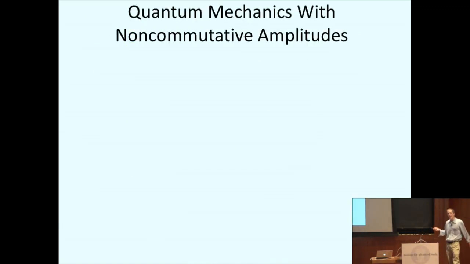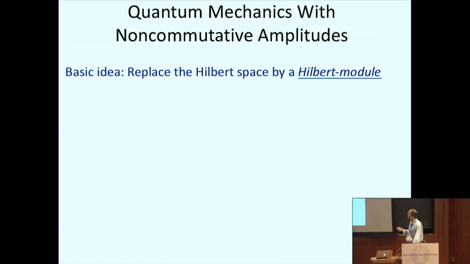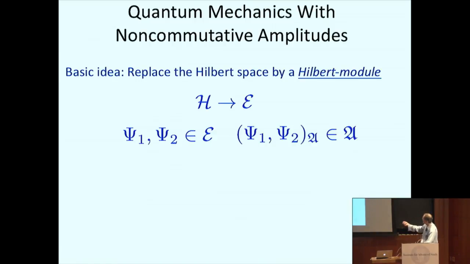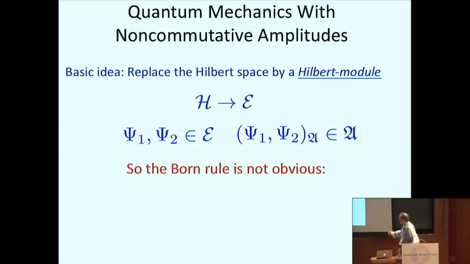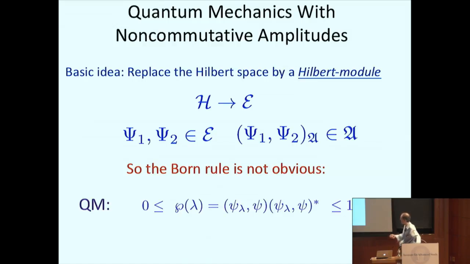So that leads to the idea of quantum mechanics with non-commutative amplitudes. The basic idea is to replace the Hilbert space by a Hilbert module, so H is replaced by E. So if I have psi1 and psi2 in E, their overlap is valued in this possibly non-commutative algebra A. And therefore, the Born rule is not obvious. You see, in quantum mechanics, when we talk about the probability of measuring an eigenvalue lambda, we write expressions like this, psi lambda psi star. And that's a real number between 0 and 1.